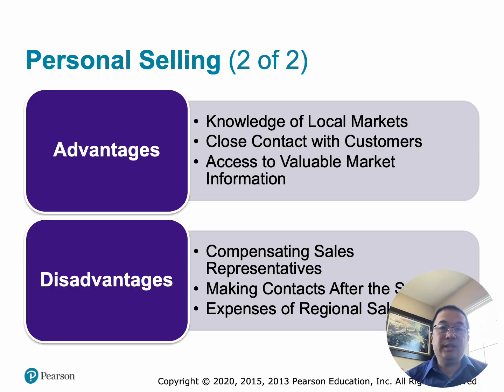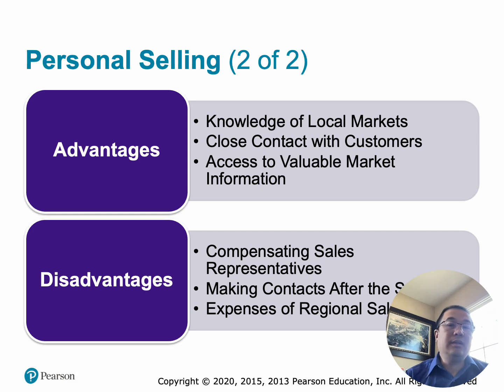Advantages of personal selling. Number one, knowledge of local markets. Local sales representatives understand local culture, customer preferences, business customs, and buying habits. A salesperson in Japan understands business etiquette, the importance of relationship building, and decision-making processes. Better local knowledge often leads to higher sales.